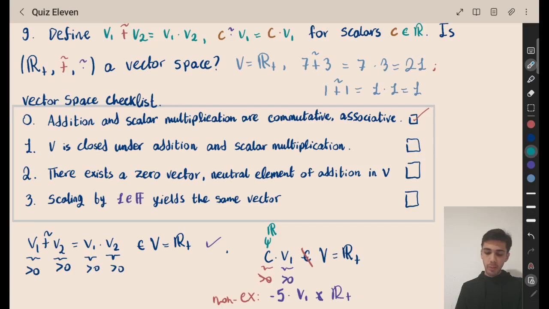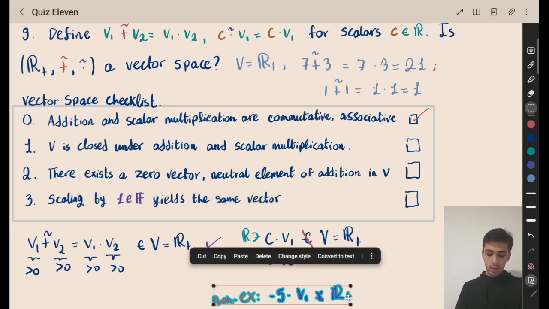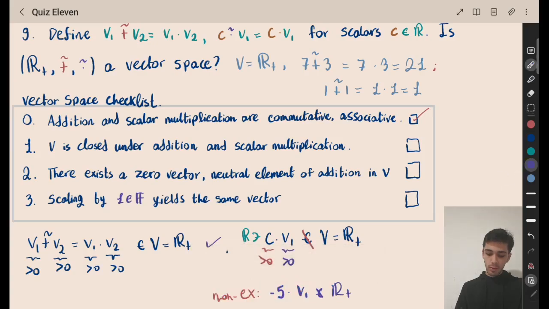What effectively happens here is that this V1 is greater than 0 and this is minus. So this will always be a negative number. And because it will always be a negative number, it can never be in R positive. And that's really the caveat. I'm not sure if I should tick this or not, because if I write an X, it seems like it is true, but it is not true.